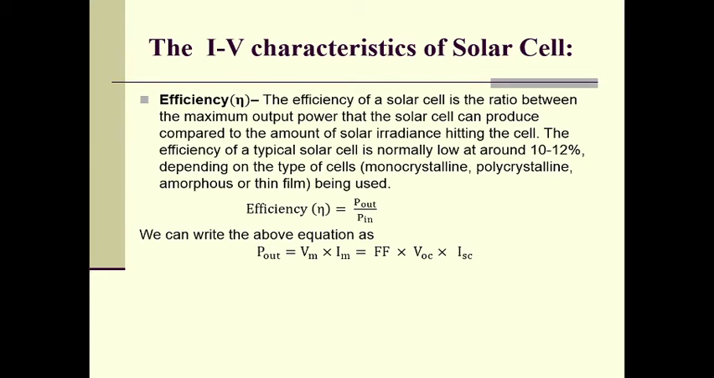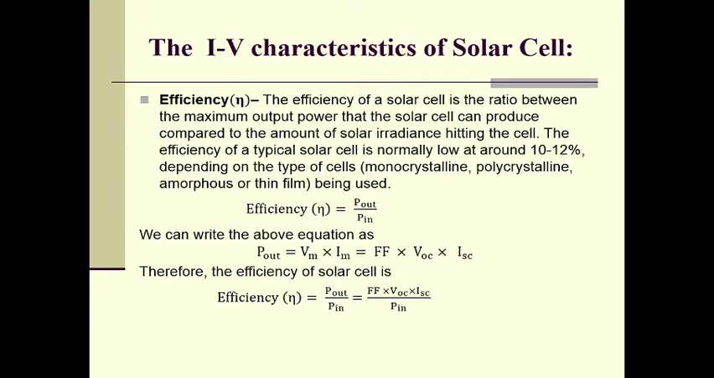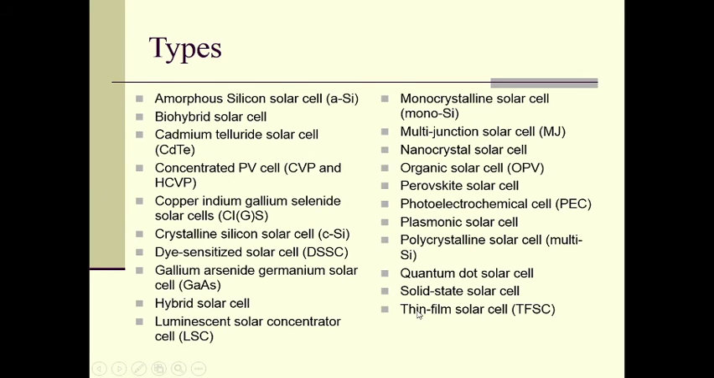So we can write the above equation as P out is equal to Vm into Im, which is equal to fill factor into VOC into ISC, right? So this is the output power, and therefore the efficiency of the solar cell is P out upon P in. So the output power we can measure. The output power is equal to the maximum power, right? So PM, which is equal to fill factor into VOC into ISC, upon the input power. P in is the input power, which depends on the radiation.